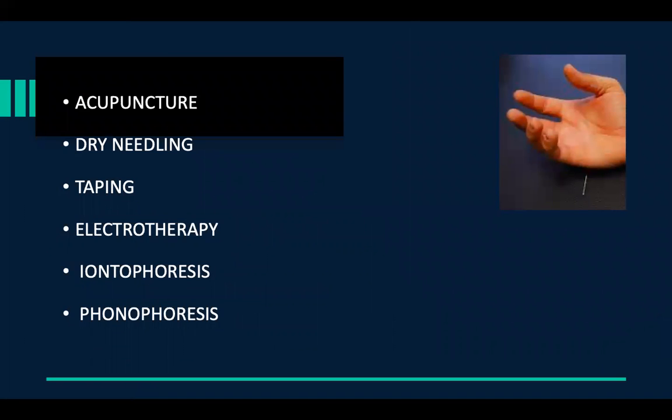Acupuncture and dry needling use needling along with other physiotherapy modalities. Taping helps to avoid tension or excessive stress on the joints or muscles. And electrotherapy is the use of ultrasound, laser, and mild electric stimuli for the improvement of muscle function. Iontophoresis and phonophoresis are the methods by which drugs applied over the area are forced into the tissue by the use of mild electrical stimuli or by ultrasound.